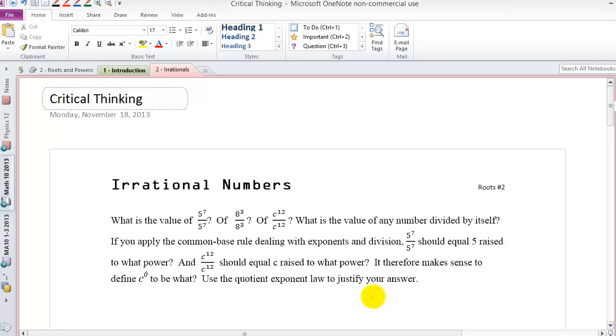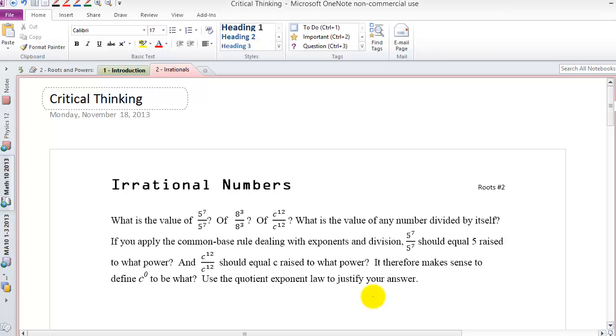Hi there. Having reviewed the introduction to powers and exponents, this lesson is about irrational numbers. There are two things about this lesson that I wanted to go through. One was the idea of getting you to use critical thinking, logical thinking, basically thinking mathematically to come up with some ideas. It's one thing just to answer questions out of a textbook, but a whole other thing to actually do some critical thinking.